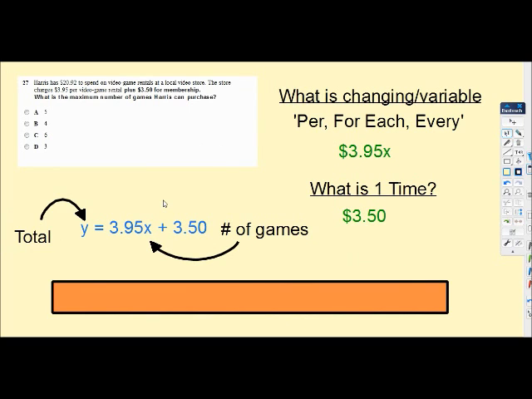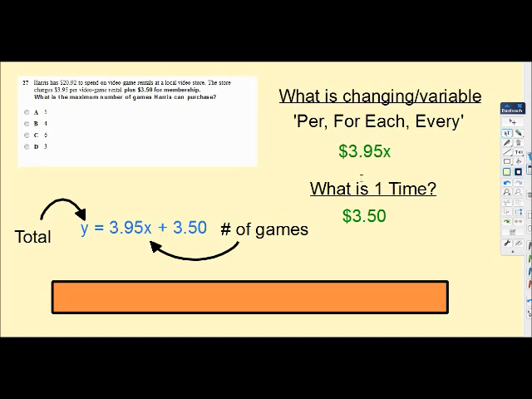So Harris has $20.92 to spend on video game rentals at a local video store. The store charges $3.95 per video game rental plus $3.50 just for a membership. What is the maximum number of games Harris can purchase? So the first thing to identify, and it's easier if you look for keywords like per, for each, every, or for every. Because you'll see $3.95 per video. That's going to tell me I'm multiplying $3.95 times the number of video games that I'm getting. Plus, that tells me there's a plus sign in the equation, $3.50 for membership.